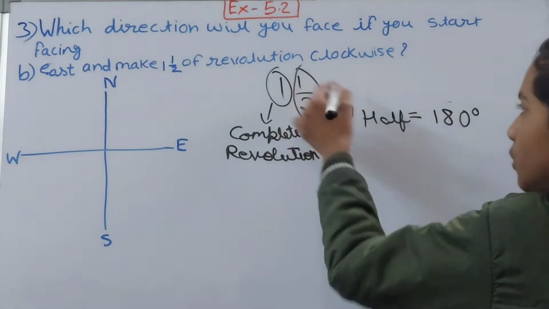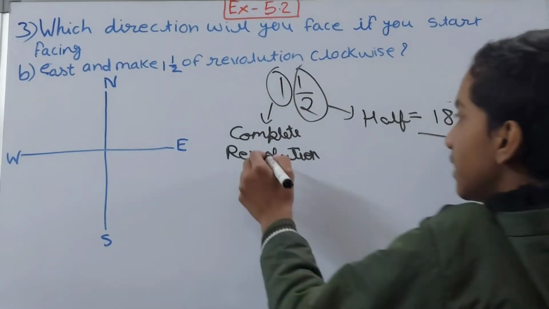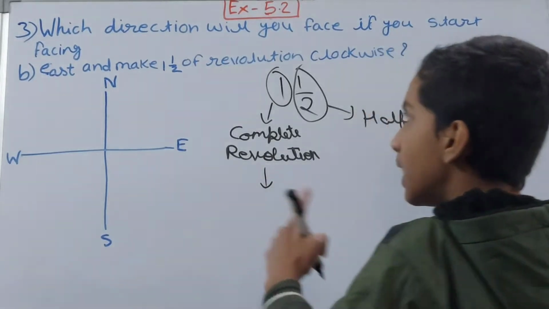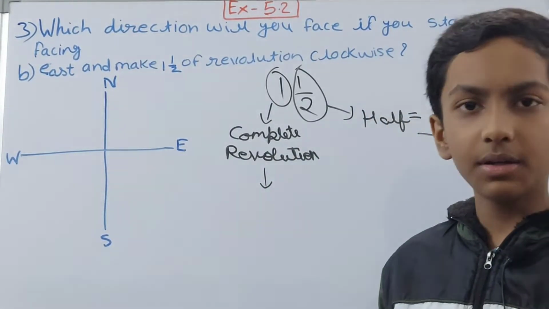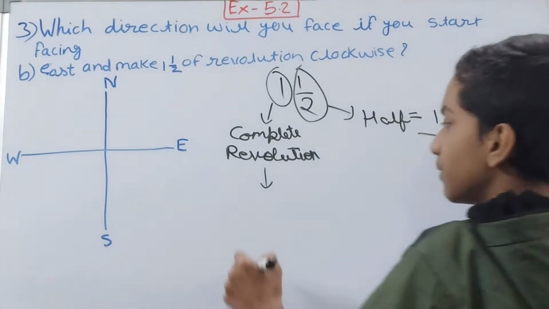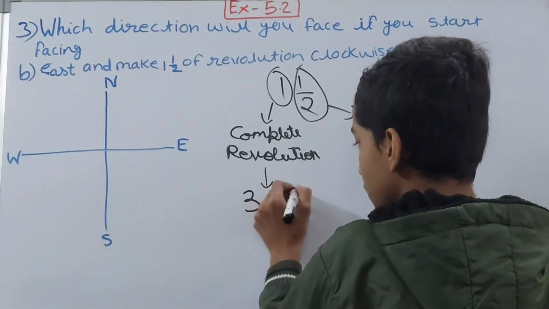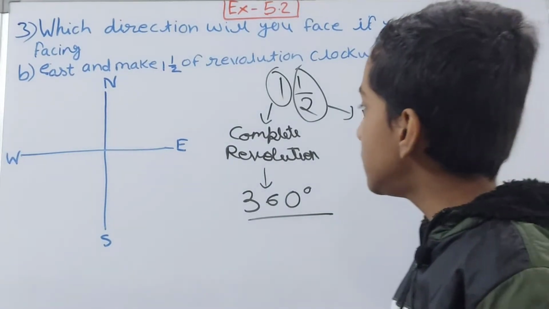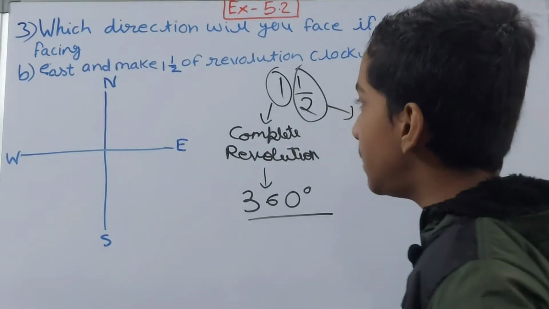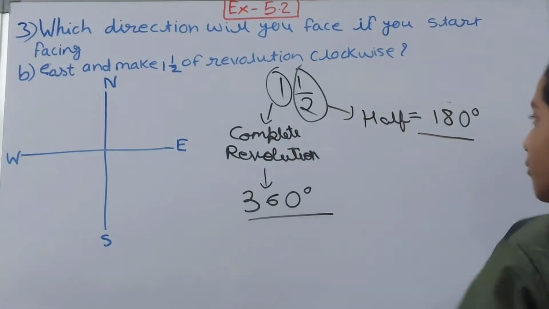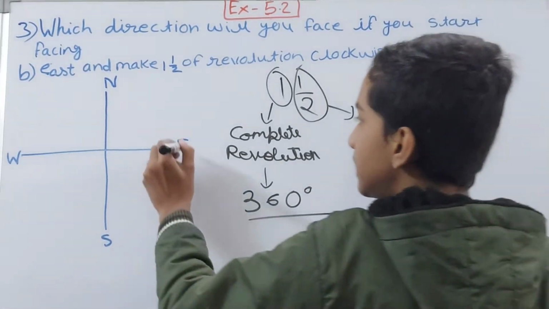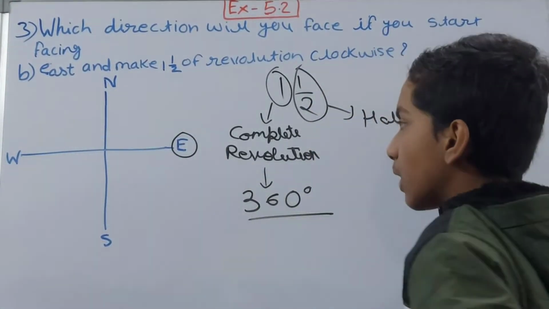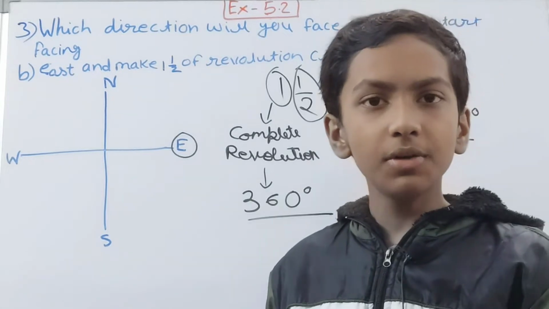So your 1/2 is 180 degrees, and your complete revolution is, remember we have done it many times, I have told you, a complete revolution is of 360 degrees always, right? Now 180 degrees and 360 degrees. So first we have to move 360, a complete revolution, and then we have to move 180 degrees. So you are at east. If you move, a complete revolution is always and always what?